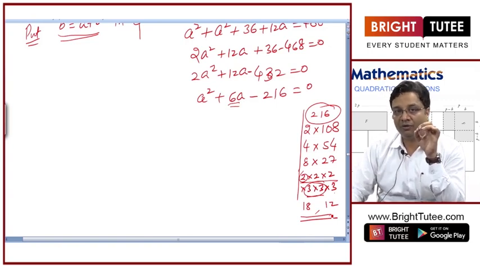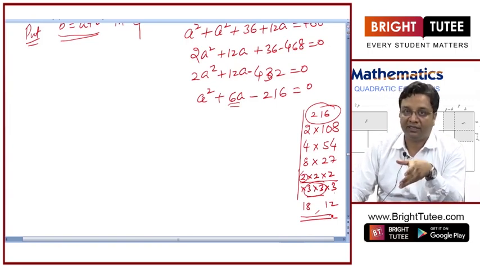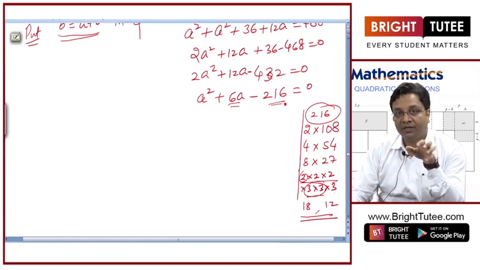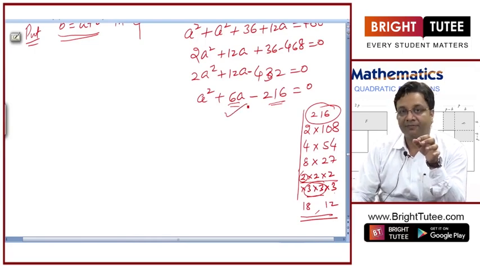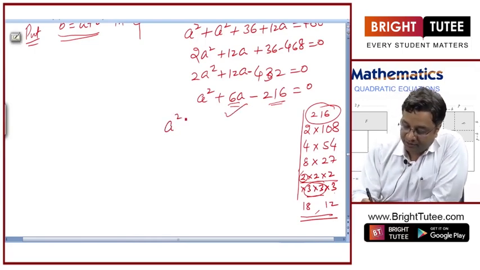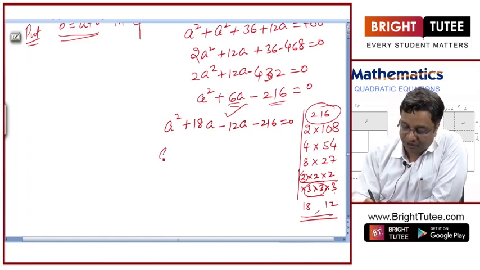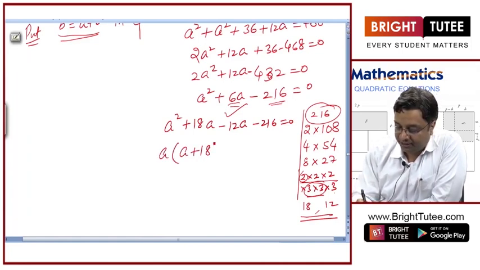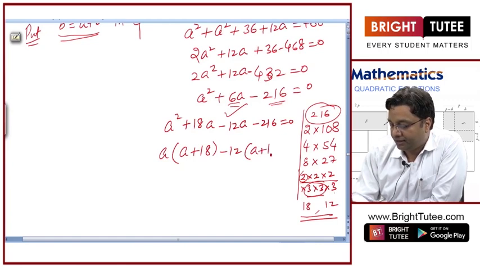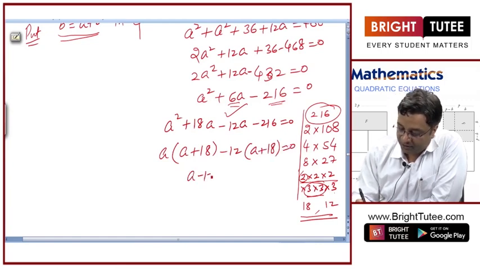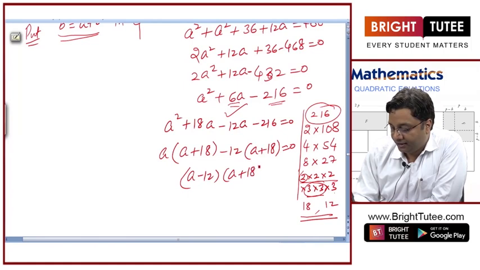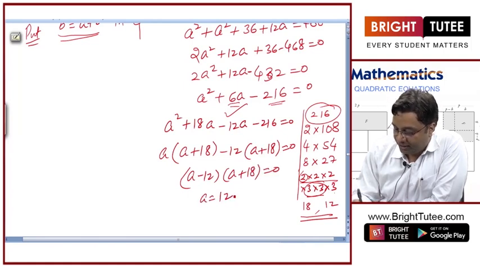Factors are not intuitive always. You cannot see the equation and find the factors right away. You have to factorize this term and then see how you can manipulate and make it like this. So in this, a squared plus 18a minus 12a minus 216 will be equal to 0. So I can take a as common, a plus 18, minus 12 as common, a plus 18 equal to 0. So (a minus 12)(a plus 18) equals 0. a will be either 12 or minus 18.